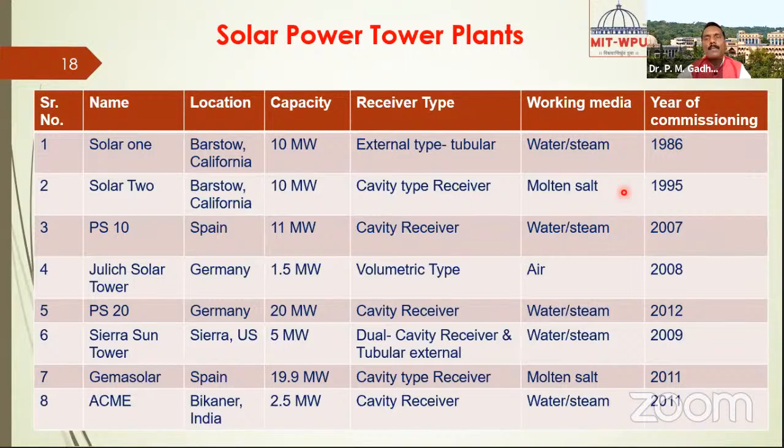Now we'll see some of the solar tower power plants around the world. Just some lists are collected. There are a number of solar tower power plants, but from some of the lists, you can see that this is Solar One. It is in California. The capacity is 10 megawatt. The receiver used here is the external type tubular receiver. The working media is water and steam. The year of commissioning is 1986.